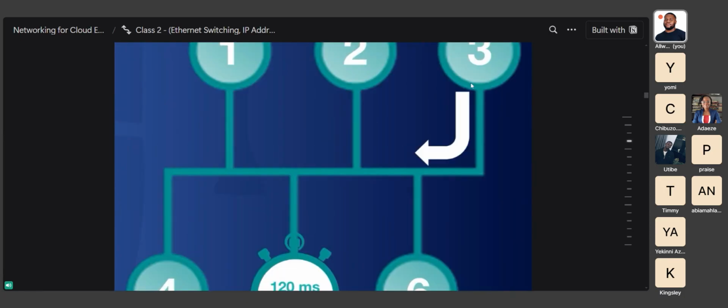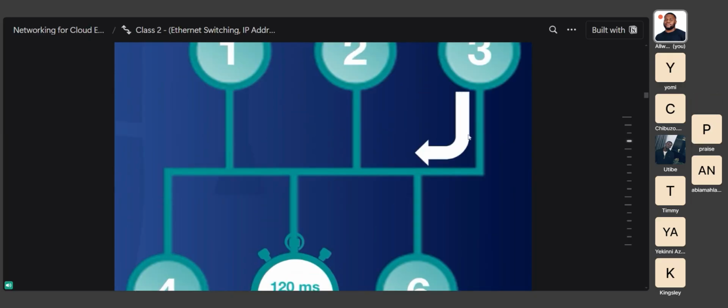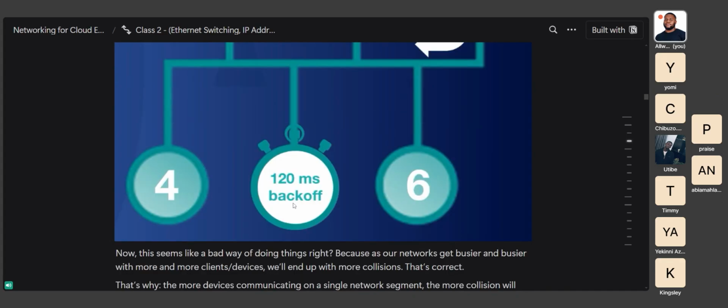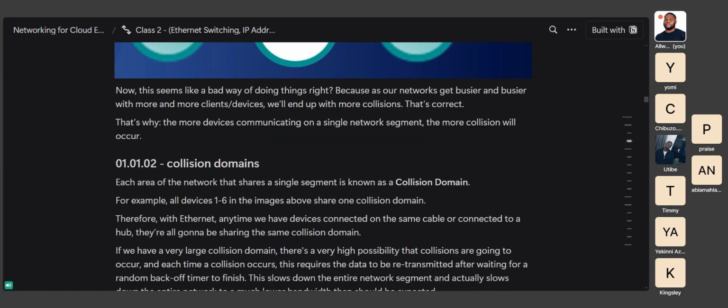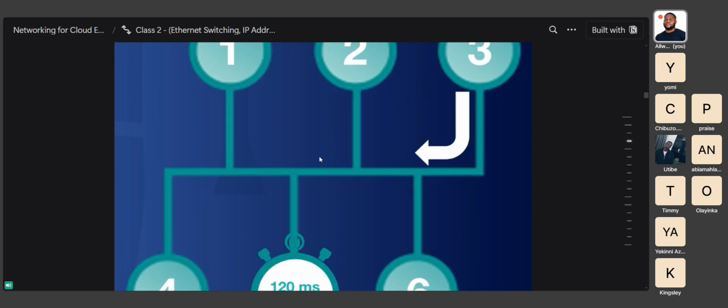So by the time that device 3 waits for 30 milliseconds, nothing is happening. He then goes on to transmit his own data. Remember, at this time, device 5 is still waiting for 120 milliseconds, right? Now, this seems like a bad way of doing things, right? Because as our networks get busier and busier, just imagine that you had 6 more devices, so 12 devices here now, and every single device is waiting out their own back off time.